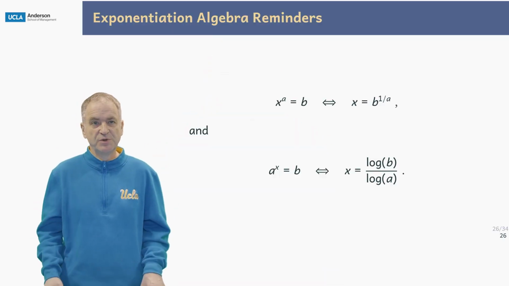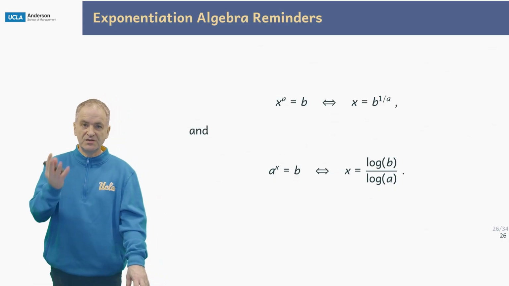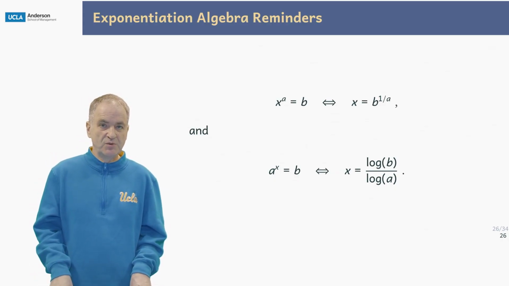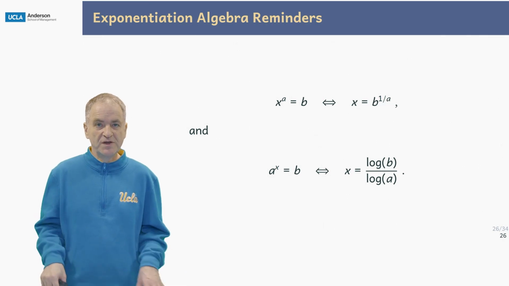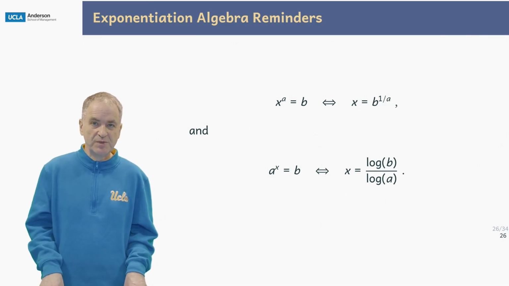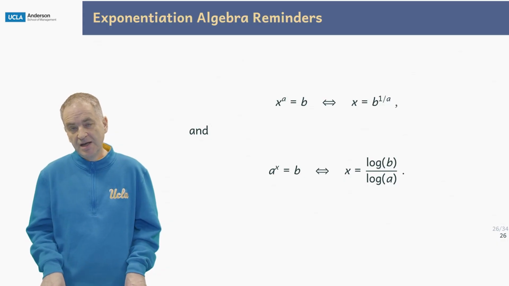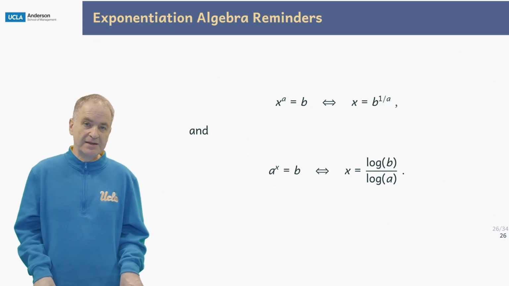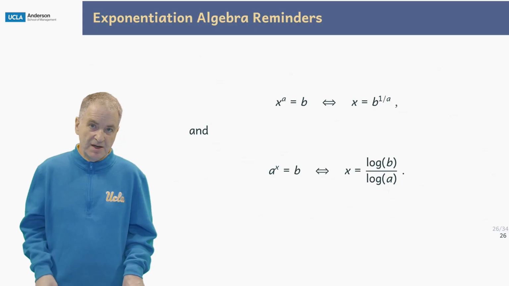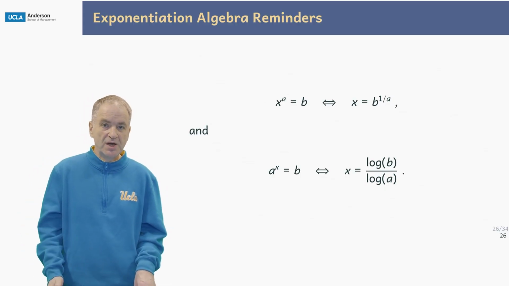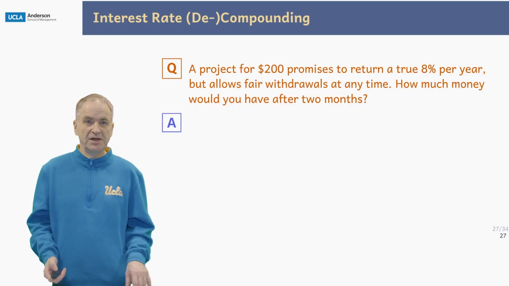So here's exponentiation algebra. Here's a reminder, you did this in high school. X to the power of a equals b. So you want to move this over to the other side. X equals b to the power of 1 divided by a. And if you want to solve for an x that's at the exponent, then you have to use a double log. The b is in the numerator and the a is in the denominator.